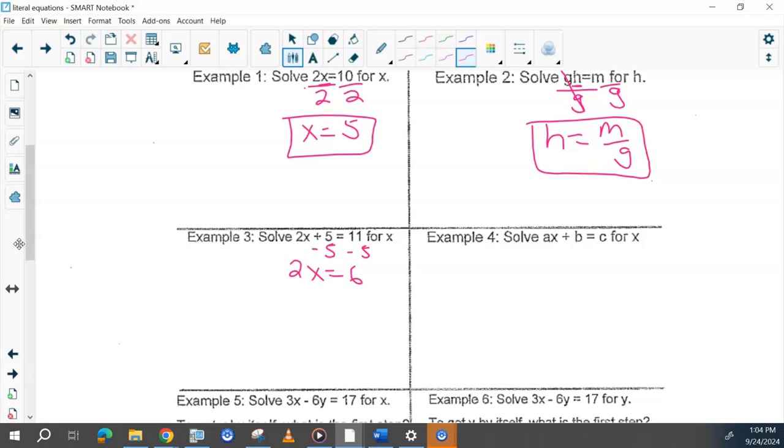And then just like this first one, divide both sides by 2. So that x is 3. Now, similar, for example 4, how would we solve that one for x?